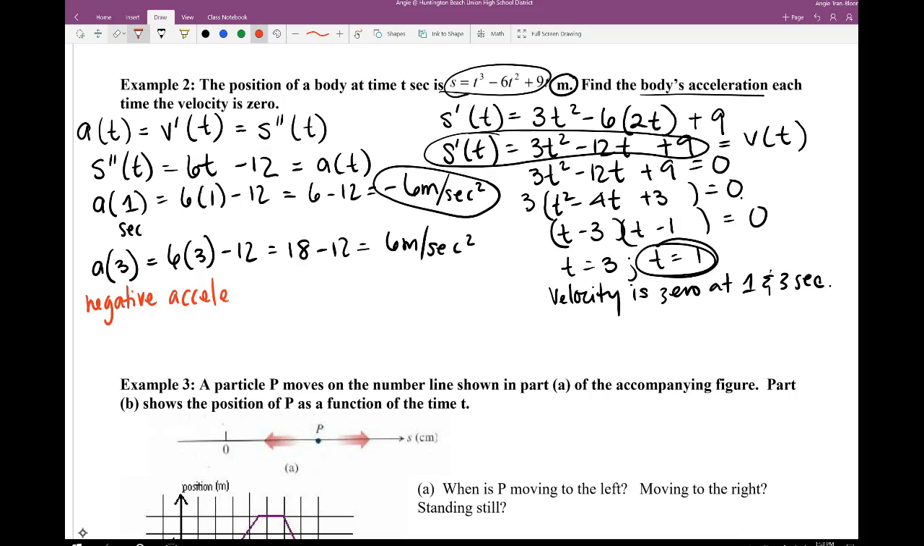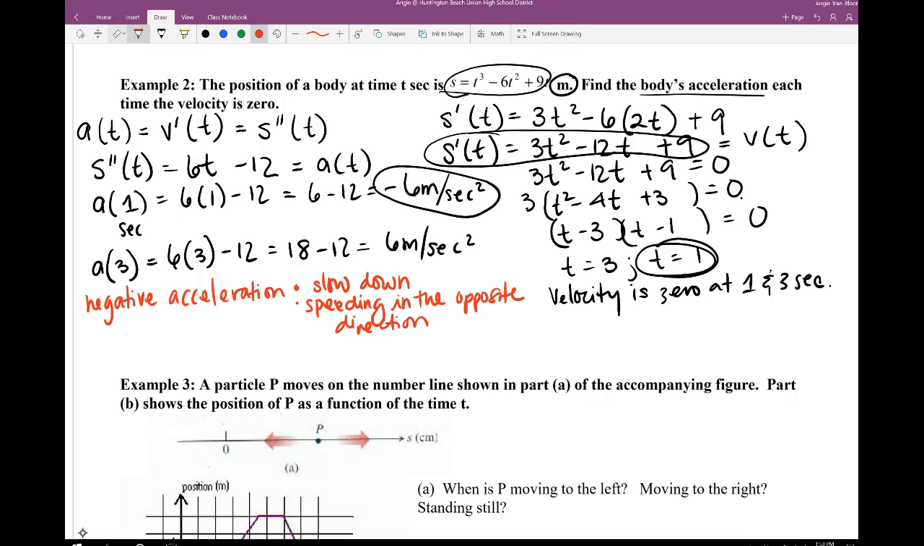Negative acceleration can mean two things, right? It can be slowing down, or it's speeding up in the opposite direction, okay?